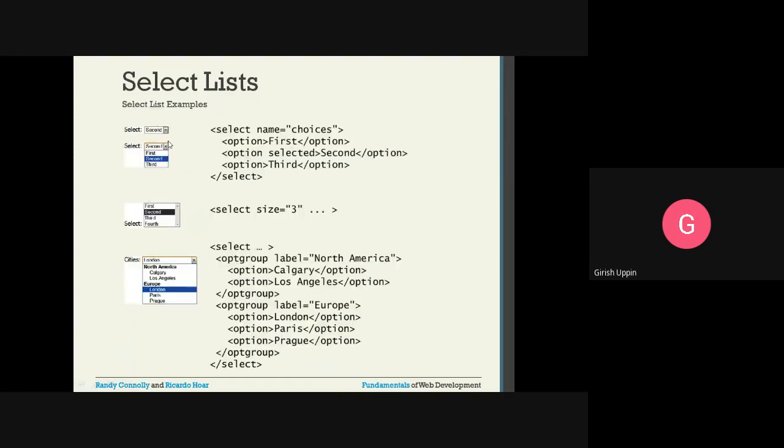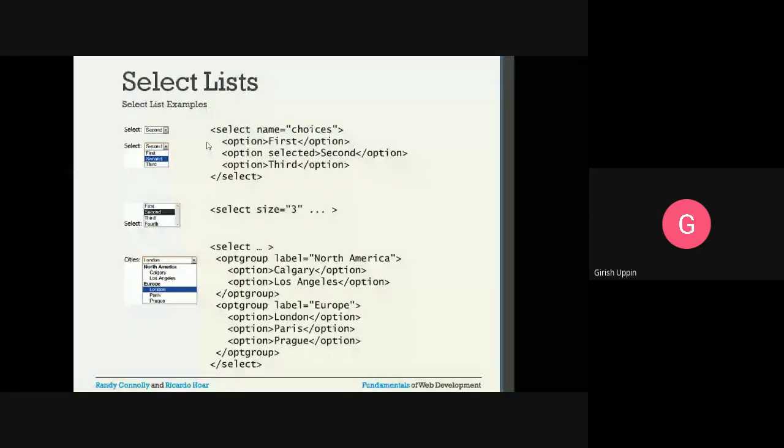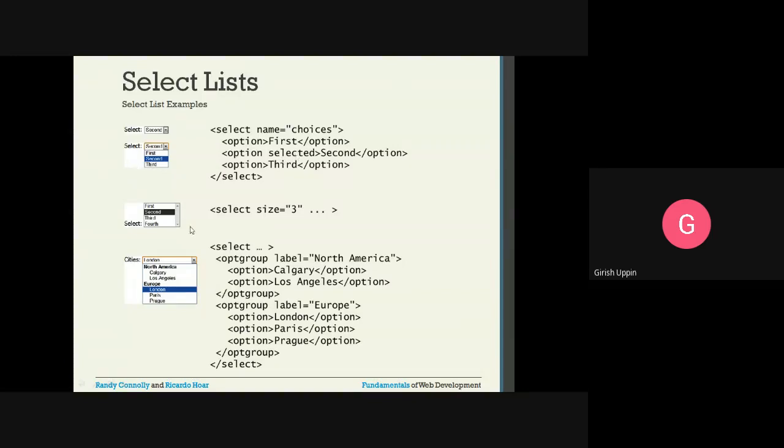Here first we have select, select name is given as choices. Inside that I have option first, then selected, and the third. So selected is an attribute that we can include for the option, where it will show the selected value. And this one is select size is equal to 3, so it will make that window size 3.